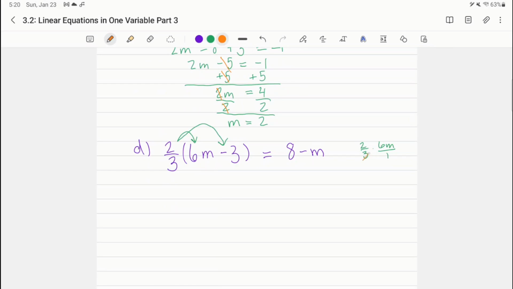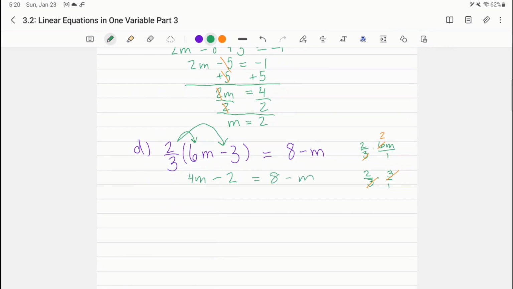Well, the 3 will reduce the 6 to a 2. And then we're really just left with 2 times 2m, which is 4m. Similarly, when we do 2/3 times 3 and then over 1, the 3's reduce and we're left with just 2. But don't forget the negative sign right here. So that'll be minus 2 equals 8 minus m.